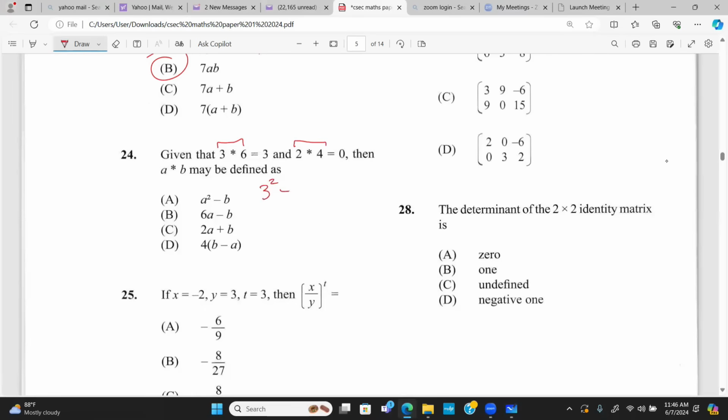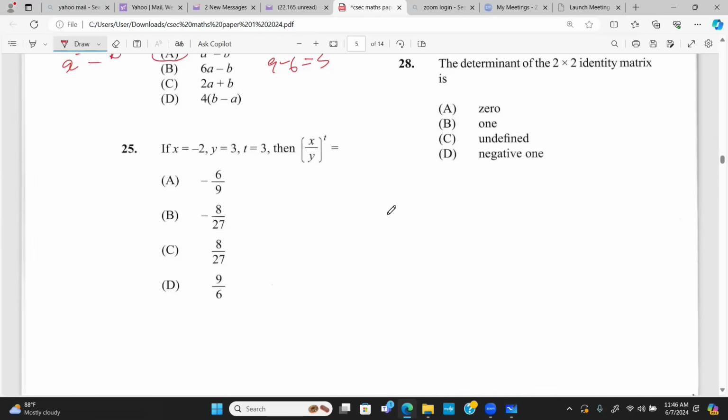This one is 3 squared minus 6. So this is 9 minus 6, which gives me 3. And then here, 2 squared, which is 4, minus 4, gives us 0. So as you can see, the first one is squared minus the second one. So it's actually A squared minus B.